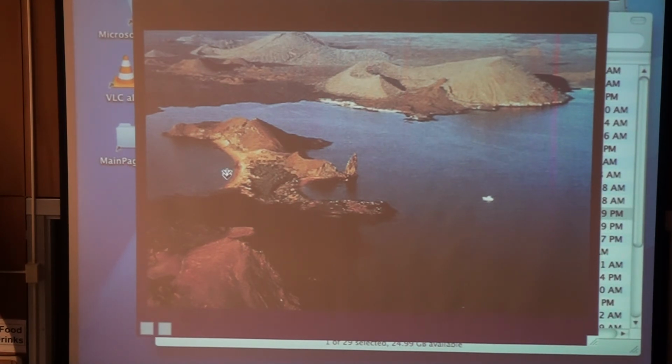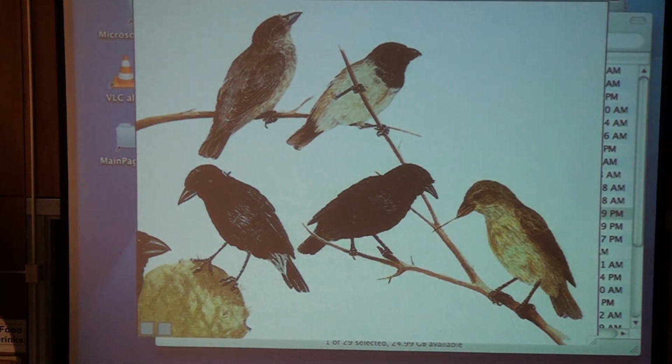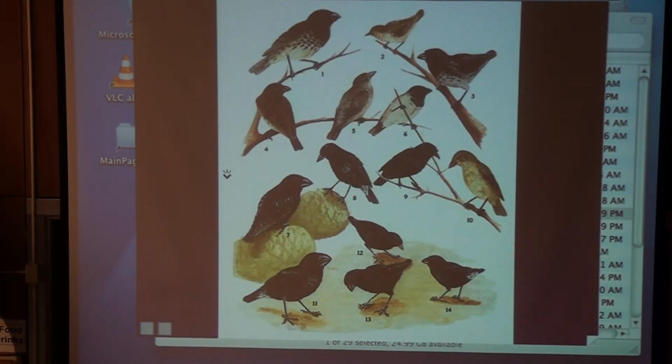When Darwin was visiting the Galapagos, he found some finch birds living there, and he in fact found 14 different species of these finches. And that really got him thinking about where species come from, because he had a hard time explaining how you can get 14 different species of these finches on the Galapagos.